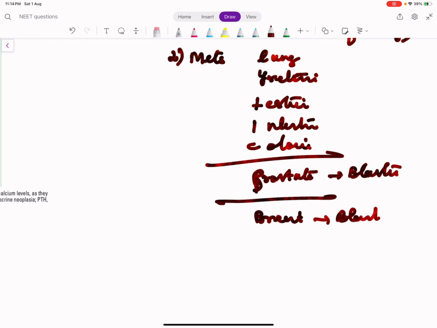Okay, so these mets also can cause it. So only two causes of hypercalcemia which you must remember. One is hyperparathyroidism, another one is malignancy. Of course, there are other causes, for example, granulomatous diseases, hyperthyroidism, etc.